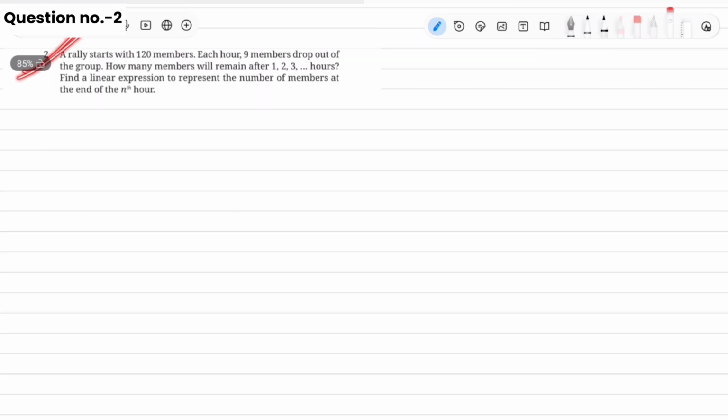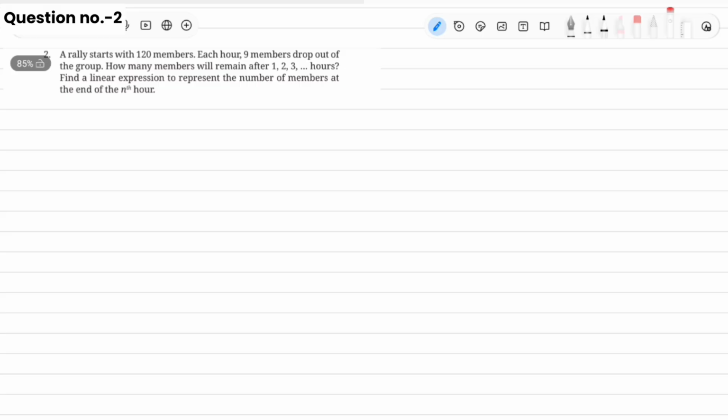So moving on to the second question. The second question says a rally starts with 120 members. Each hour 9 members drop out of the group. How many members will remain after 1, 2, 3 hours? And find a linear expression to represent the number of members at the end of nth hour.